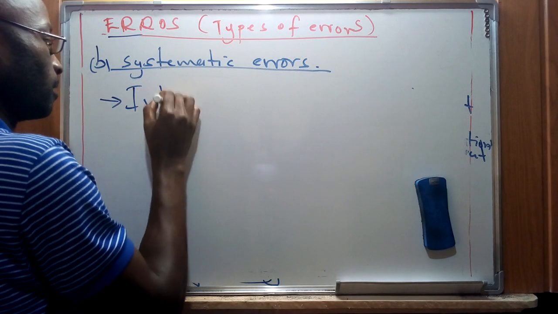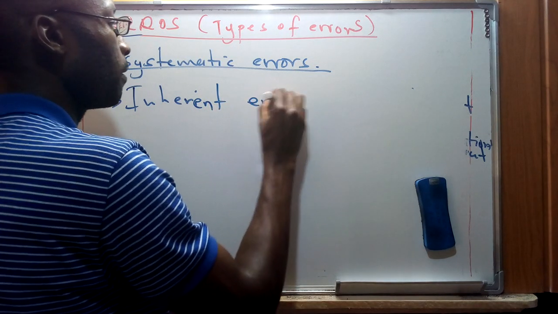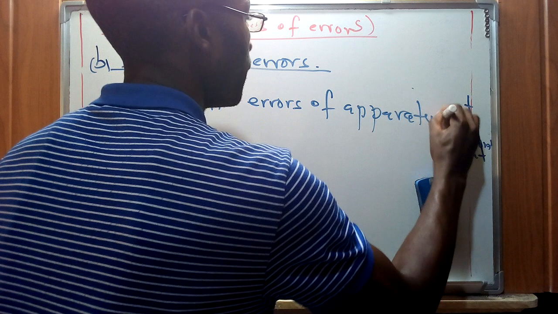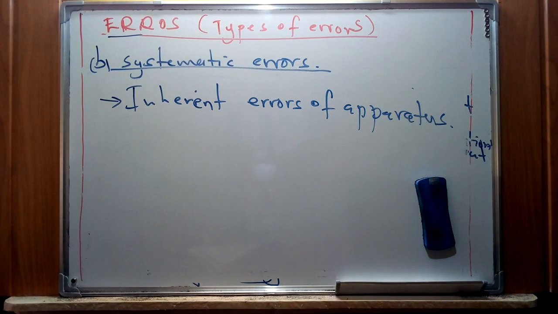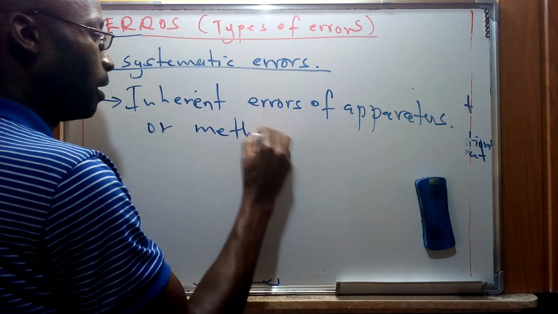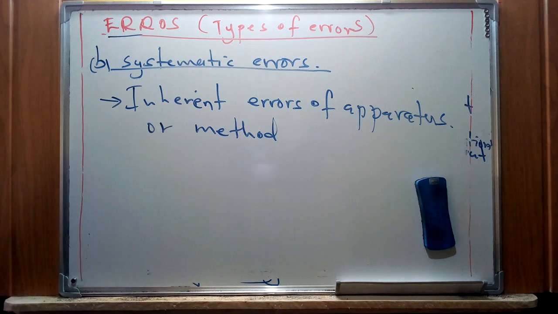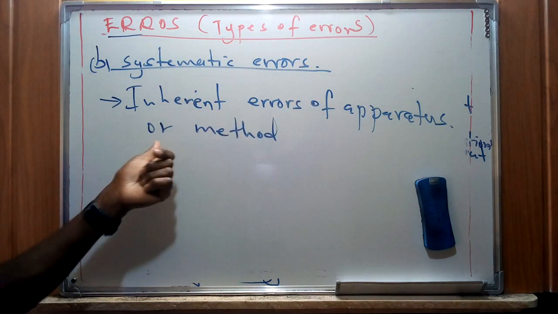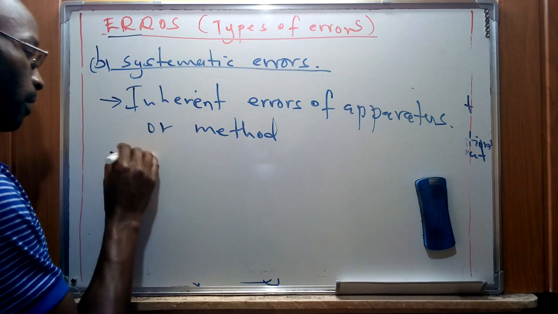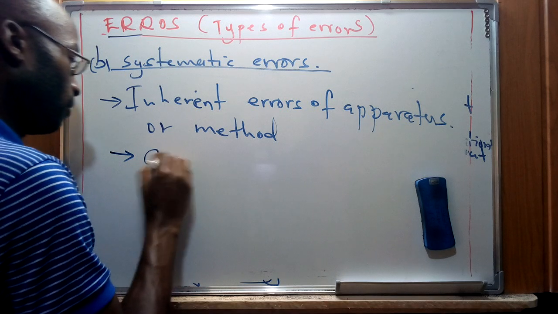So I can just give a summary of inherent errors of apparatus, and of course all the methods employed in order to handle the specific data that has been measured. So therefore, systematic errors basically refer to inherent errors of apparatus or the method that has been used. And therefore, as we said from our first opening statement on systematic errors, they always give a constant deviation.